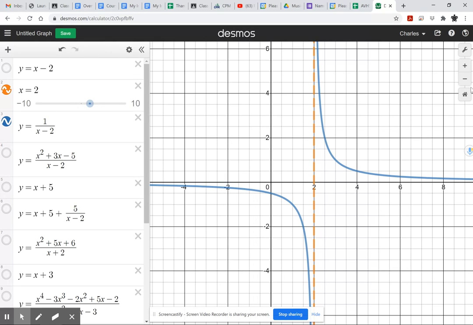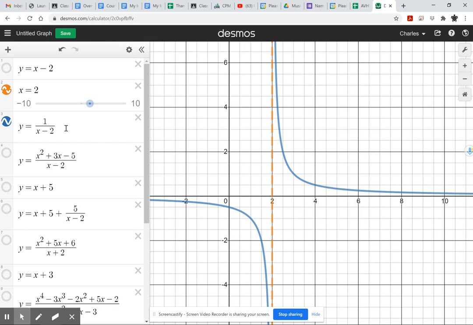And also, since it's a ratio and the function with the higher degree is on the denominator of this function, you notice that as you go out towards infinity, the function approaches 0. And as you go out towards negative infinity, the function approaches 0.